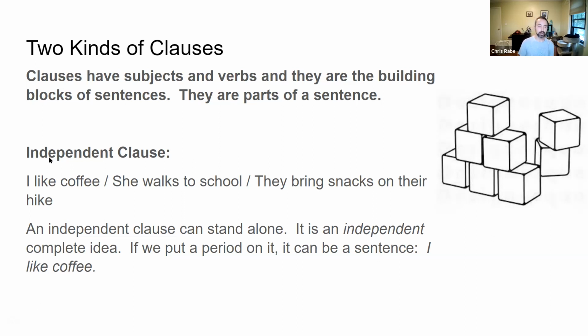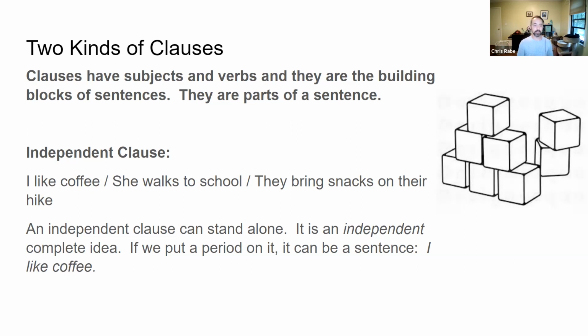So one kind of clause is an independent clause. Here are some examples. I like coffee. She walks to school. They bring snacks on their hike. So an independent clause can stand alone. Just think about that, everyone. It's independent. It doesn't need help from anyone else. So for example, I like coffee, it's alone, its own idea. We don't need to add anything to that, and we understand it.